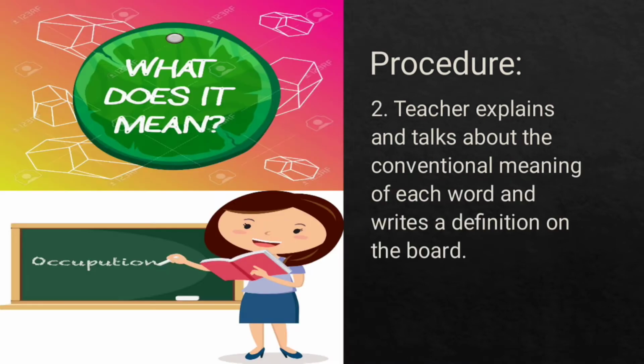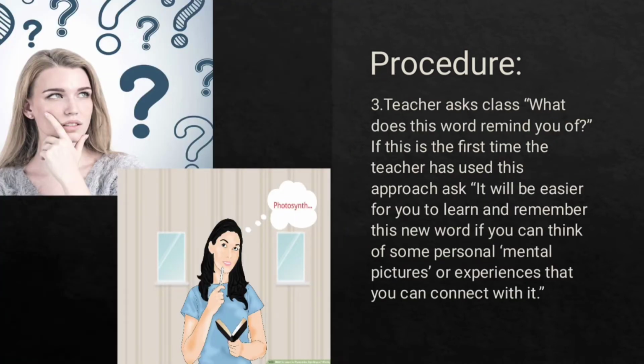And this would be the next step. Teacher explains and talks about the conventional meaning of each word and writes the definition on the board. So since this is unfamiliar to the students, teacher will give the meaning or the definition of this word. Procedure number 3. Teacher asks class, what does this word remind you of? If this is the first time that the teacher has used this approach, ask, it will be easier for you to learn and remember this new word if you can think of some personal or mental pictures or experiences that you can connect it with.